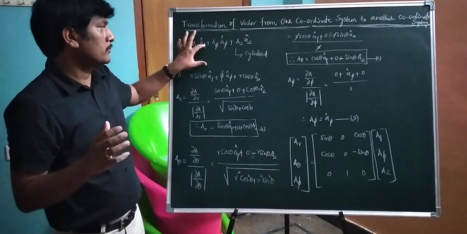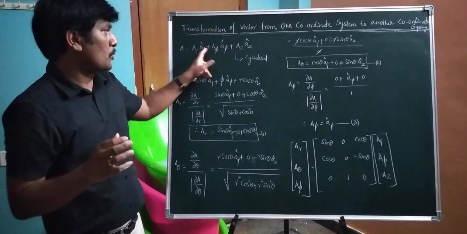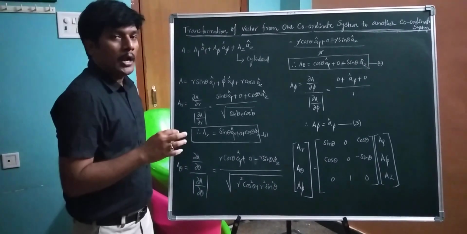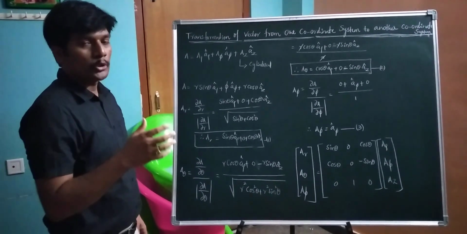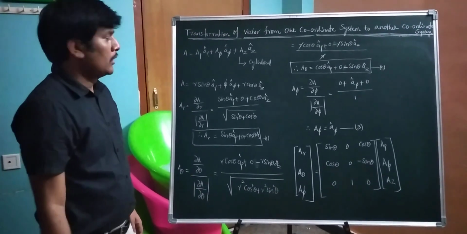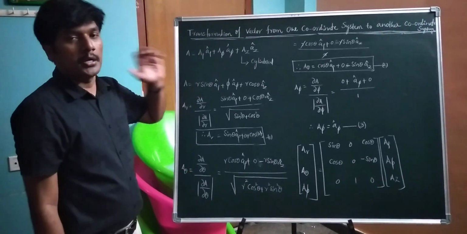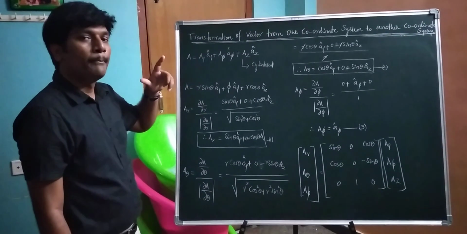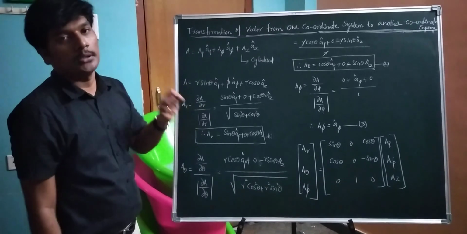A ρ cap plus A φ cap plus A z cap. Why? Because ρ, φ, z are the components of cylindrical coordinates. And this vector has to map with the vector which is presented in the spherical coordinate system directly. From the relations between the coordinates, we know the ρ component, φ component, z component in terms of r, θ, φ.